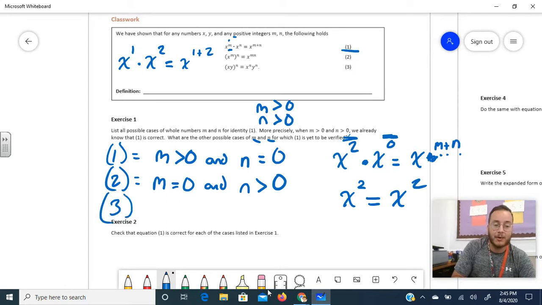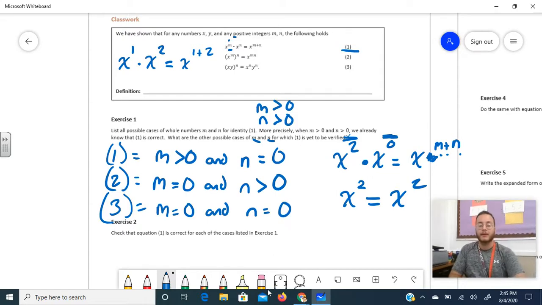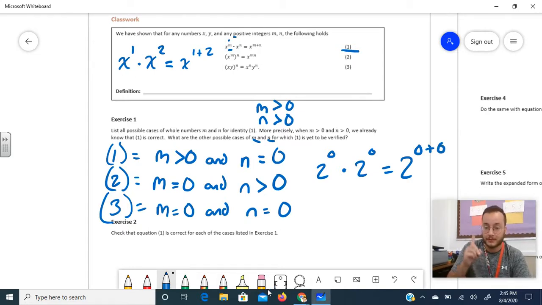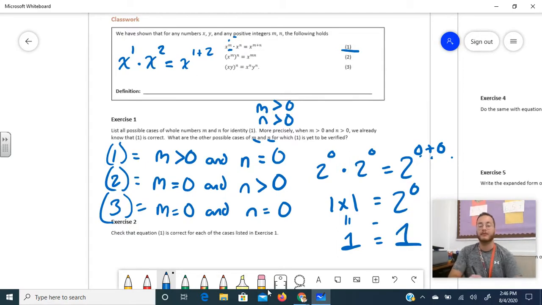And the last case is whenever both m equals 0 and n equals 0. If the exponents are 0, that still works. And how do I know? Because if I had 2 to the 0 power times 2 to the 0 power, it would equal 2 to the 0 plus 0. 2 to the 0th power is 1. 1 times 1 equals 1 on that side. And then 2 to the 0 plus 0 power is 2 to the 0. And I know that any number to the 0th power is 1. So that also works.